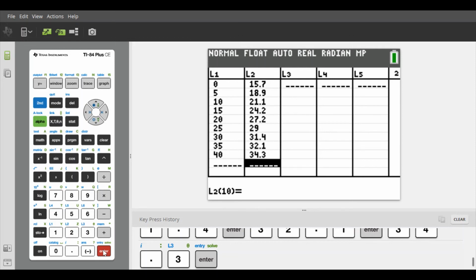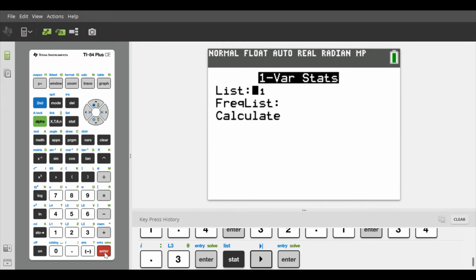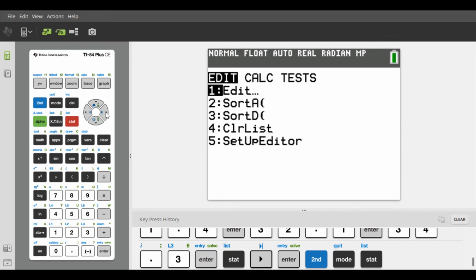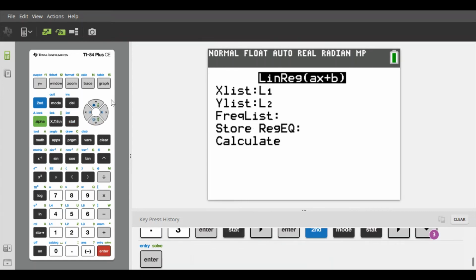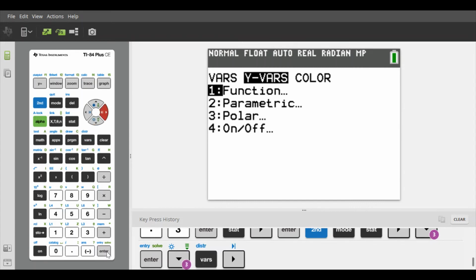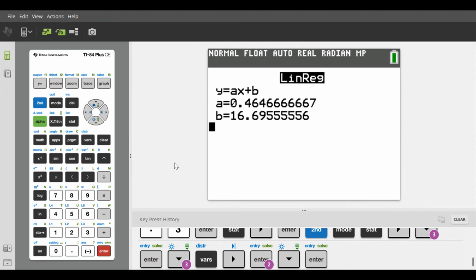All right, class, already got my list typed in here. We're going to find the linear model that fits the data. So we're going to go stat, calc, oops, not one bar stat. Goodness. I'm going to go back to stat now. Had to get out of that. I'm going to go to linear regression. I'm going to store it in my Y1. So vars, Y vars, Y1. Hit calculate. And there it is.